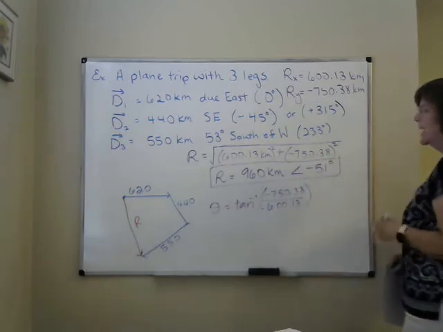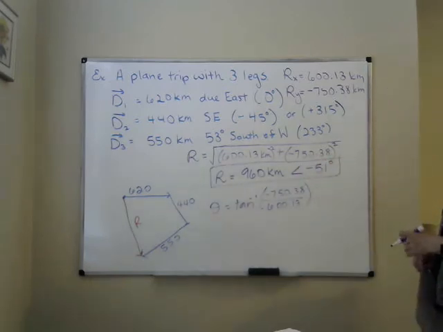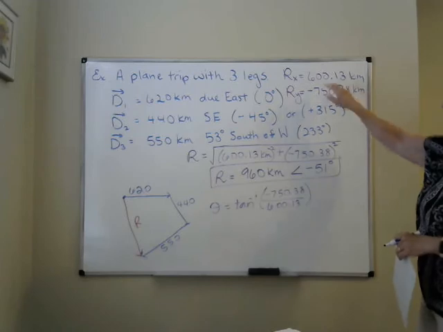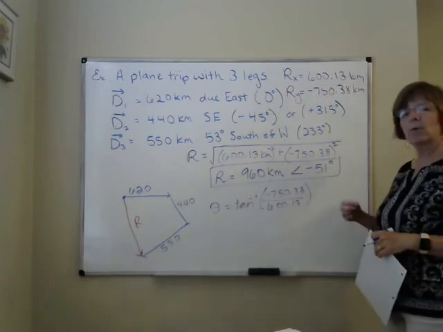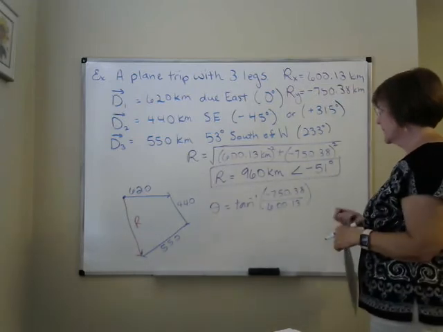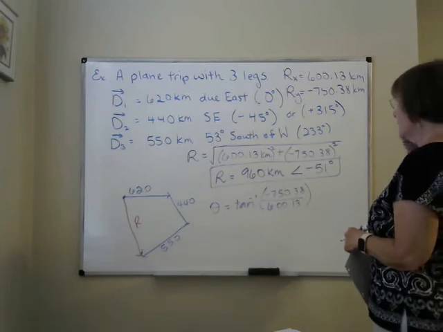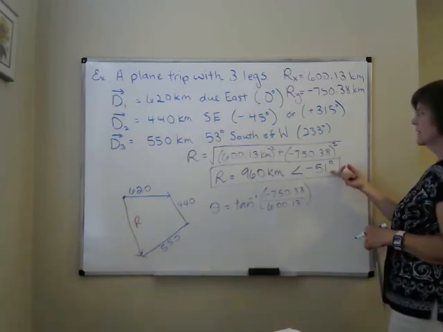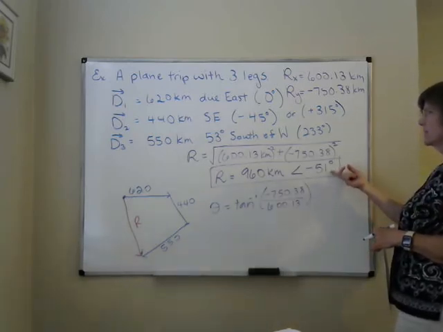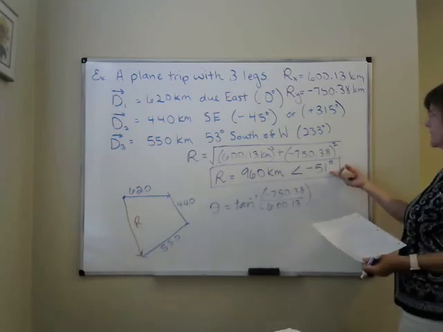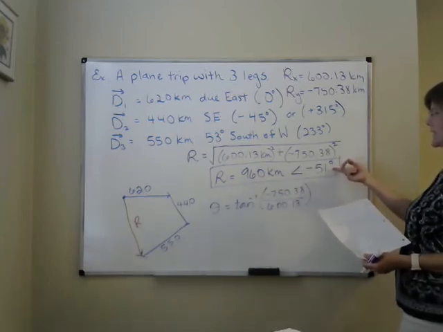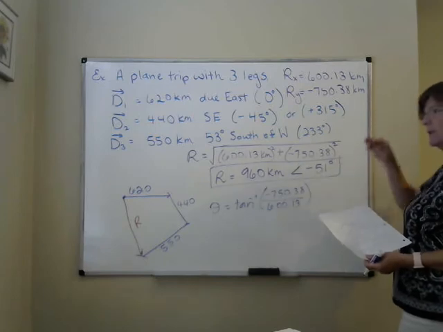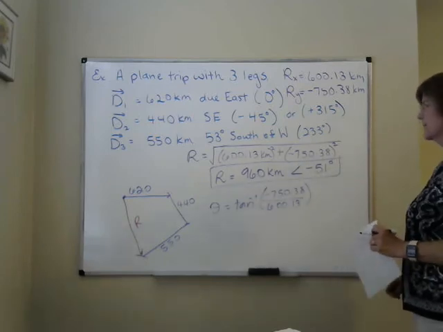Now, I didn't add 180 because anytime x is positive, I don't need to add 180. I'm in quadrant 1 or quadrant 4. In this case, I'm in quadrant 4. If I wanted to say this with compass directions, this is 51 degrees south of east. It's below the x-axis instead of above.